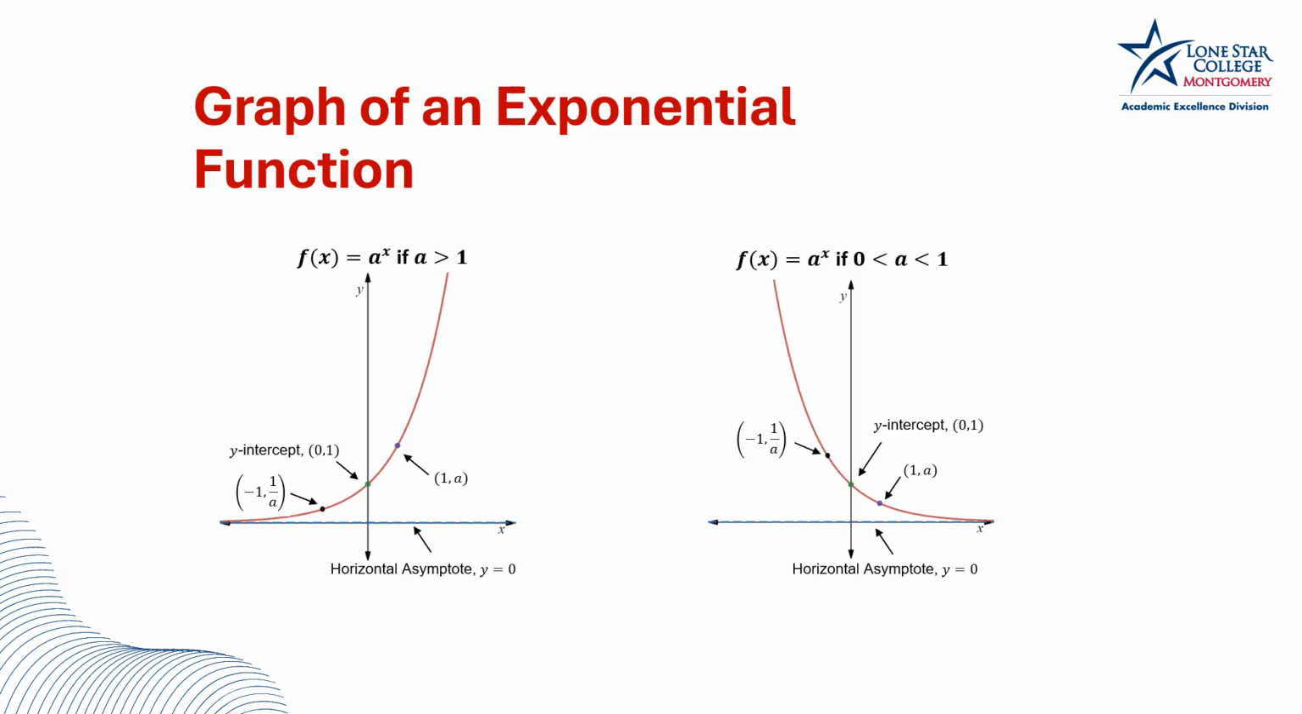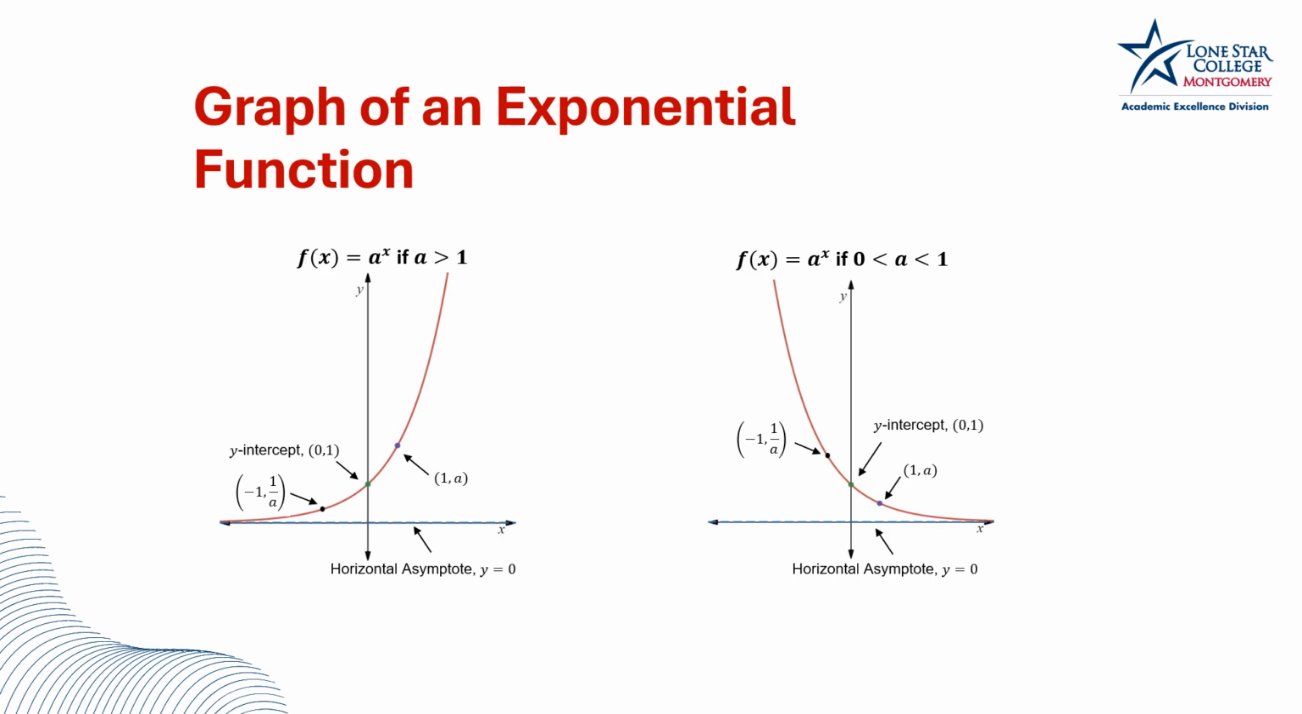So when we look at a graph of an exponential function, on the left here is a graph of f of x equals a to the x if a is greater than 1. So coming from the left, it moves up to infinity to the right. Some notable things to consider on this exponential function is that exponential functions always have a horizontal asymptote. So the parent function of an exponential function has a horizontal asymptote at y equals 0, and it also has a y-intercept at 0, 1. So it crosses the y-axis at 0, 1.